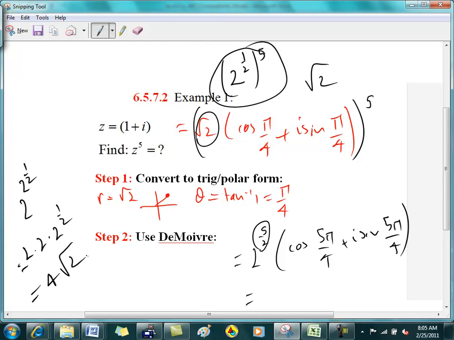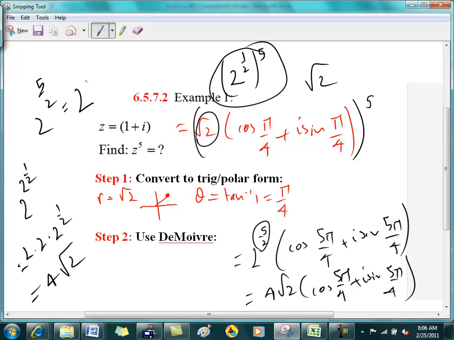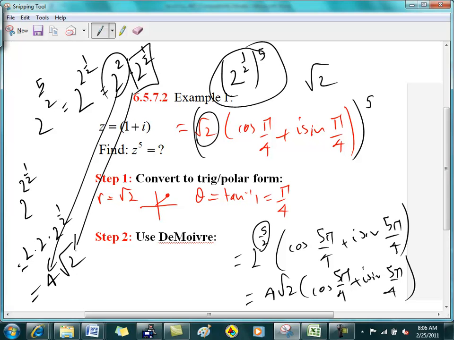You guys with me on that? So then this becomes 4 square root of 2 times cosine 5 pi over 4 plus I sine 5 pi over 4. Did I hear a no there, Laura? This here? Okay, 2 to the 5 halves is the same thing as 2 to the 2.5, which is the same thing as 2 to the 2 times 2 to the half, using laws of exponents from way back when. So what's 2 to the 2? 4. What's 2 to the half? Square root of 2.